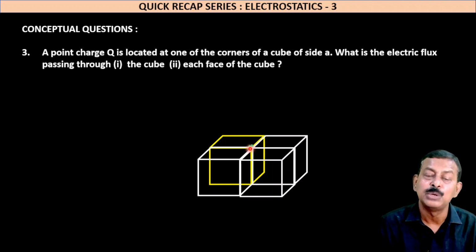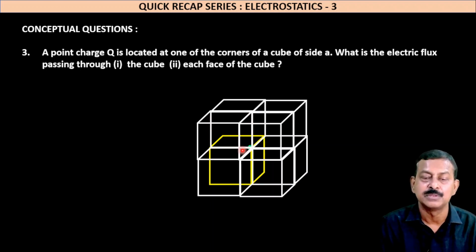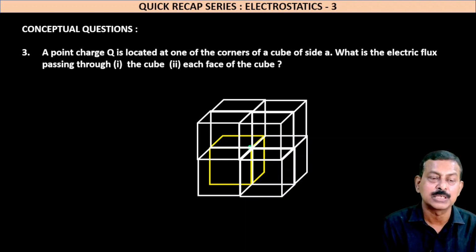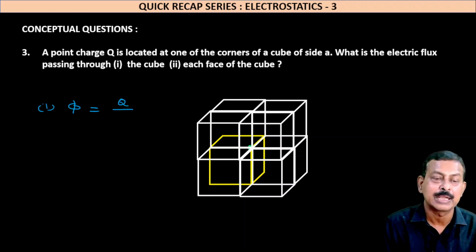But still, it is not completely inside. So we take another 4 cubes lying above it. This is the 5th one, this is the 6th, this is the 7th one, and this is the 8th one. Now it is a big cube whose side is equal to 2a. And where is the charge? With respect to this big cube, it is at its center. So the flux through this big cube will be simply capital Q by epsilon naught.